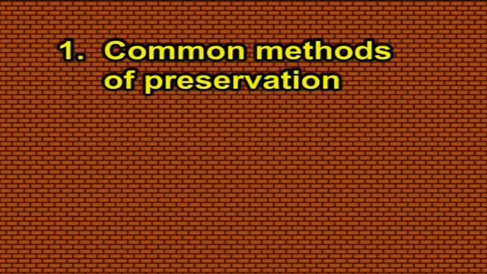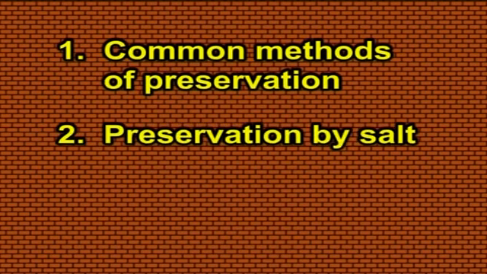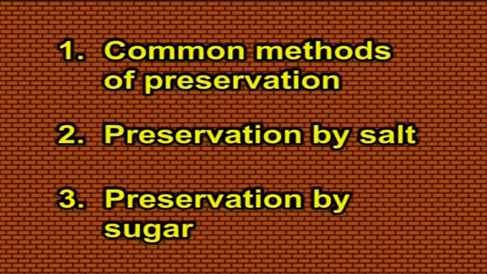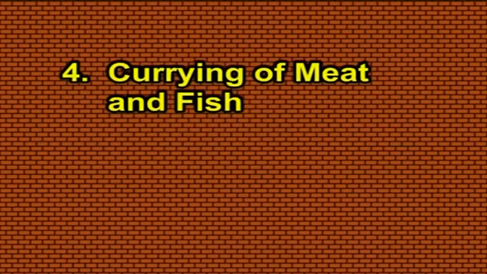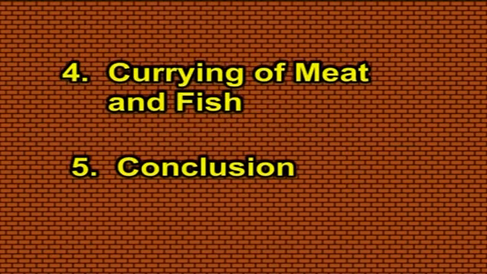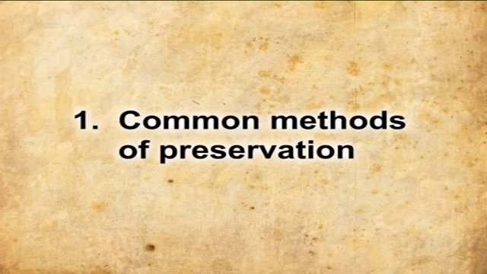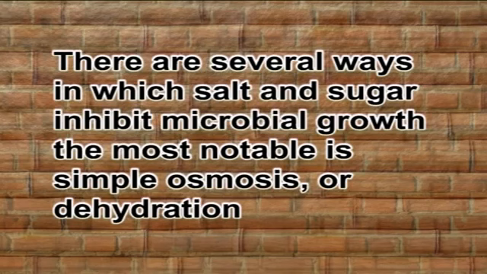This episode deals with common methods of preservation, preservation by salt, preservation by sugar, curing of meat and fish, and finally conclusion. Coming to the common methods of preservation. There are several ways in which salt and sugar inhibit microbial growth. The most notable is simple osmosis or dehydration.